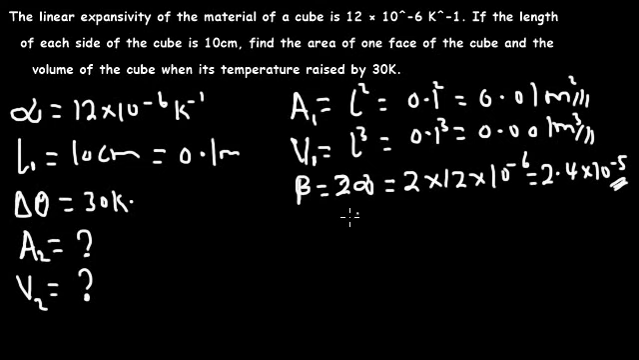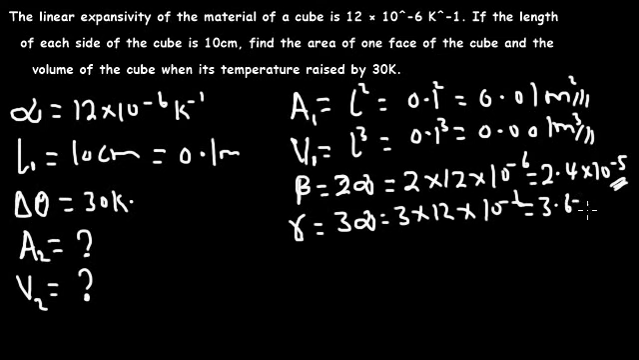Perfect. Similarly, the cubic expansivity or the volume expansivity gamma will simply be equal to 3 alpha, and that will be 3 times 12 times 10 to the power of negative 6. 3 times 12 is 36, which will be 3.6 times 10 to the power of negative 5. So all this information is enough for us to find A2 and V2. So let's begin by finding A2 first.